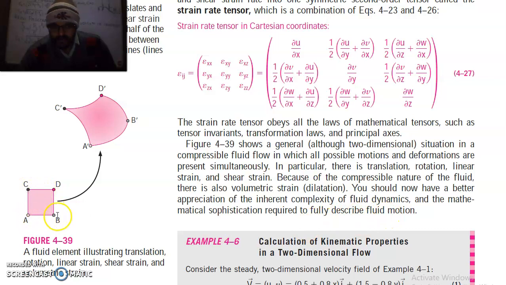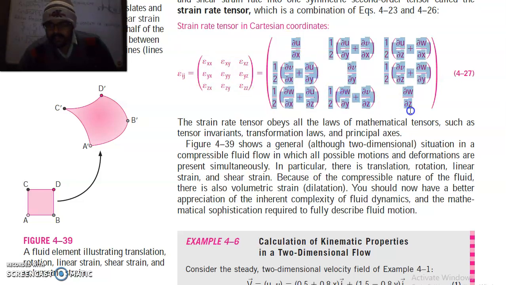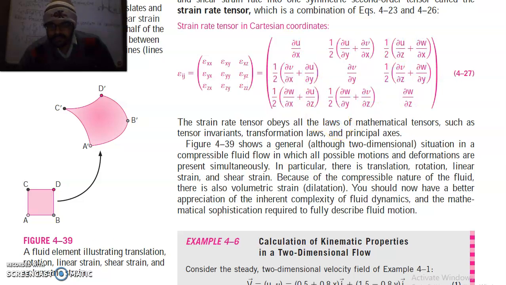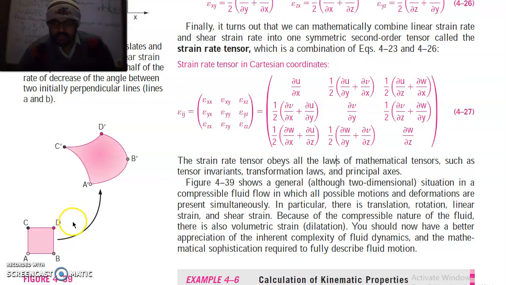So this ABCD element will be distorted and this is your final element with translation, rotation, linear strain, shear strain and volumetric strain. So this can be represented here. Eij, the strain rate tensor in Cartesian coordinates, you can represent in this form here. So this is up to here, strain and strain rate.